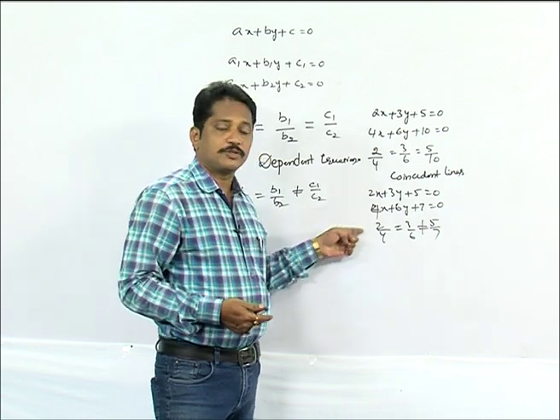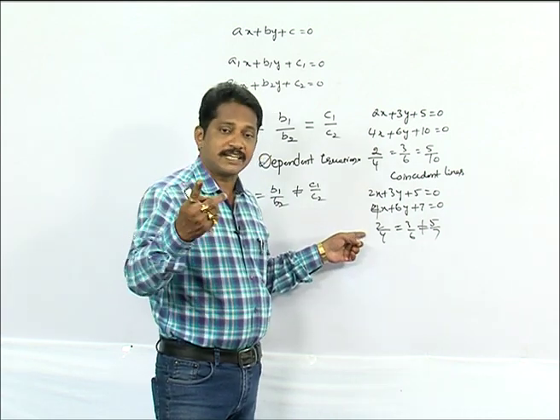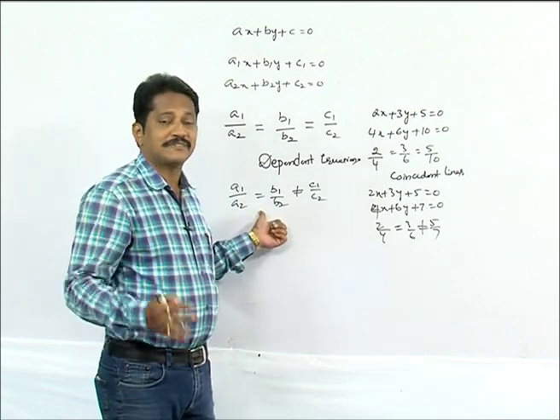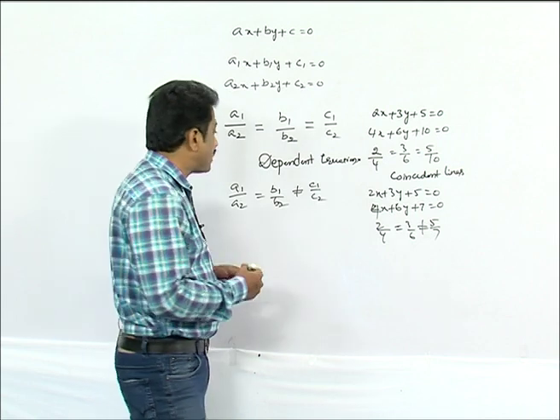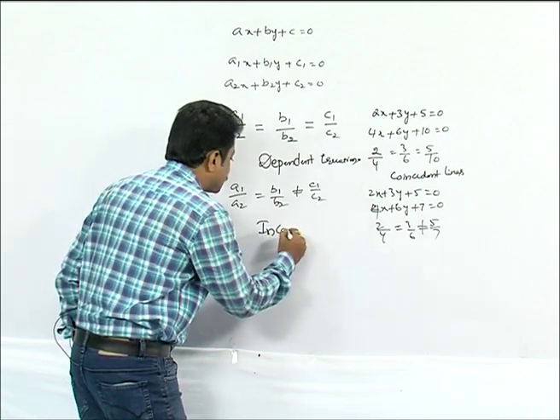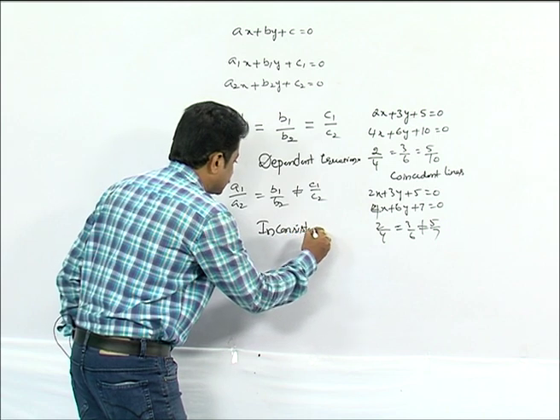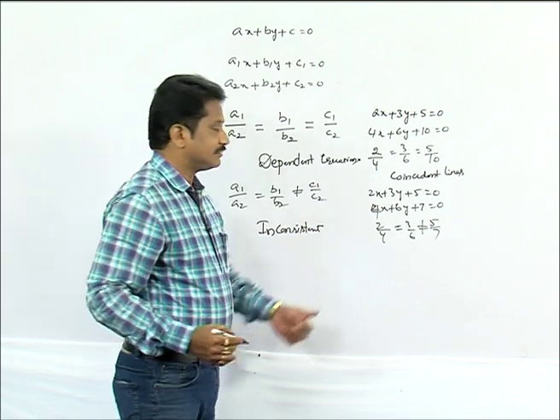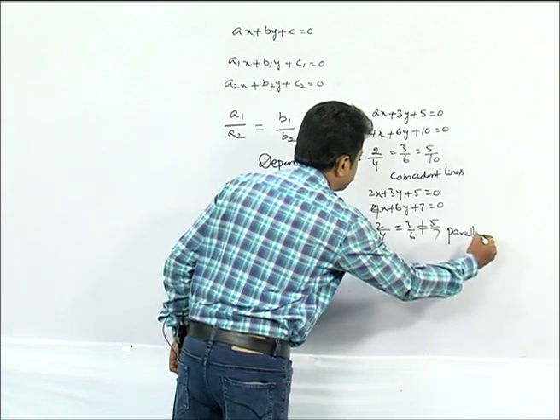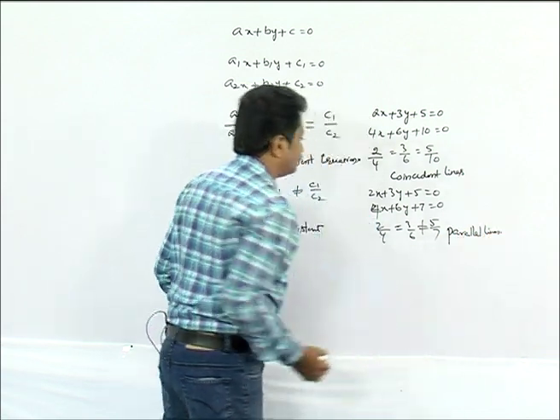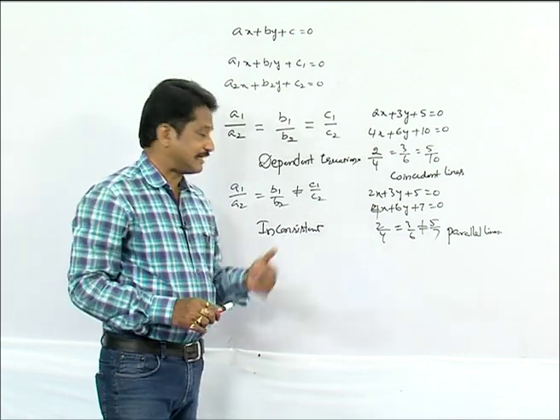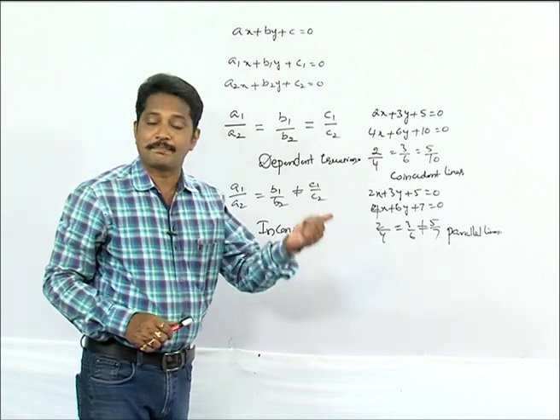So, these two equations represent two lines which are parallel to each other, and these two equations have no solutions. This kind of equations is called inconsistent equations, and here the two lines are called parallel lines. Okay, is it clear? Okay. So, that is very important: inconsistent equations and parallel lines.